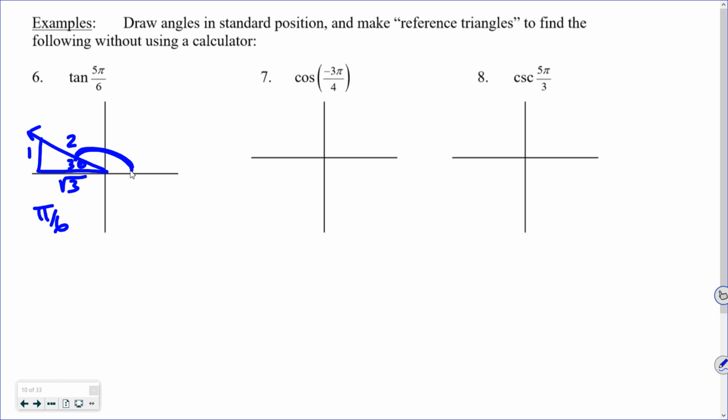It wants me to find the tangent, and make sure we're careful with signs. The 1 is positive, but the square root of 3 is negative because I'm going to the left. The tangent is opposite over adjacent. So the opposite is 1. The adjacent is a negative square root of 3. And you can leave the answer like that. Now, if you're on a multiple choice question, they may rationalize the denominator. If they did, you would multiply by the square root of 3 on the top and the bottom. So you'd end up with a negative square root of 3 over 3.